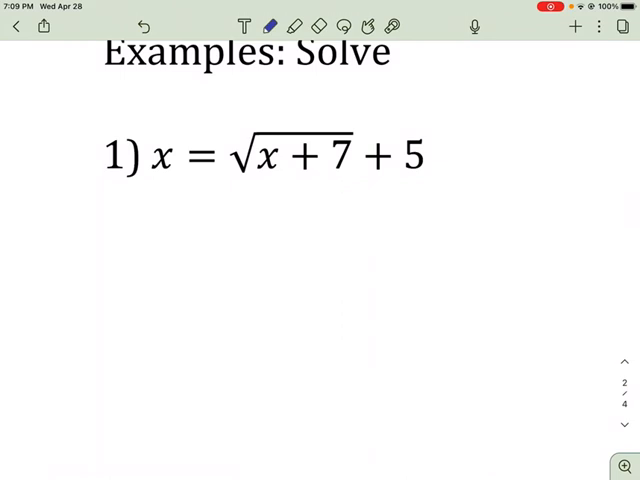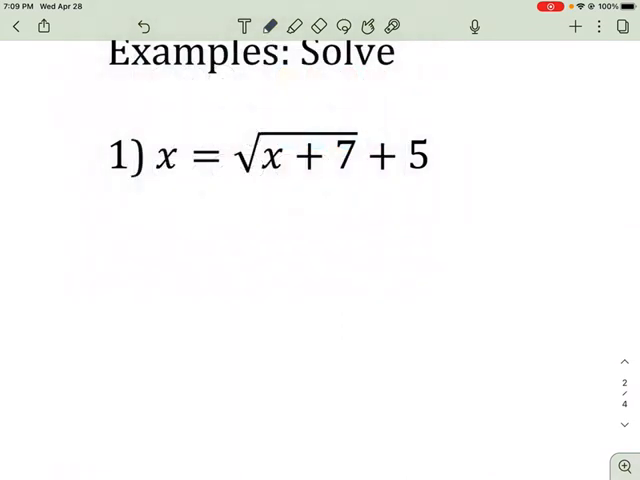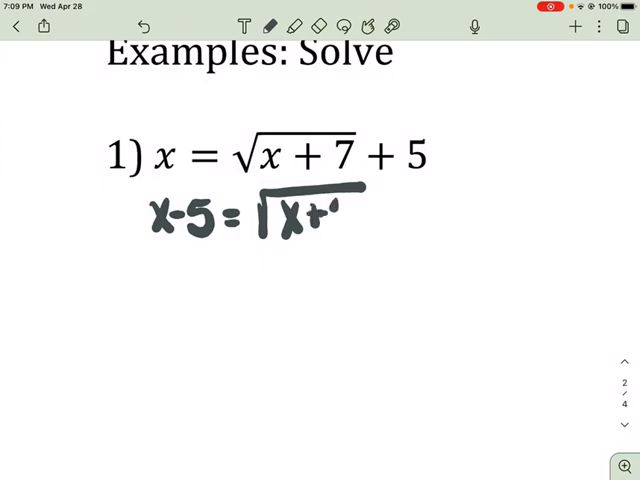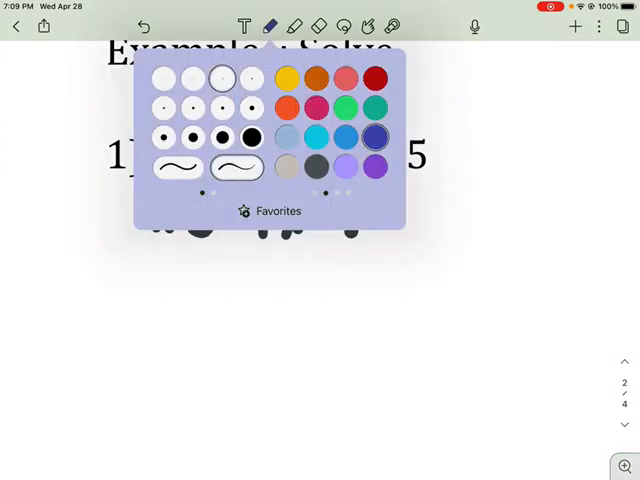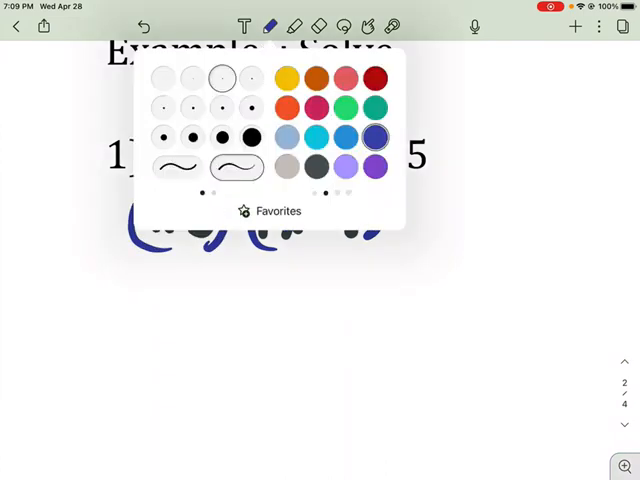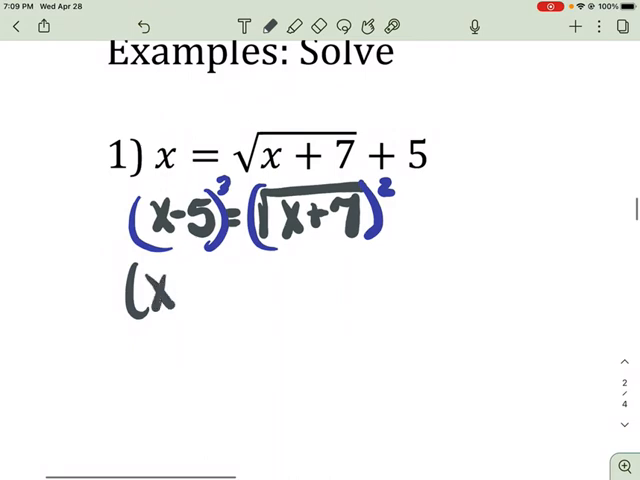All right, so here we have x equals the square root of x plus 7, plus 5. So again, we're going to isolate our radical. I'm going to subtract the 5. Okay, we're going to square both sides because it's a square root. If it was a cube root, I'd cube both sides. But here's the problem. This is now (x minus 5) quantity squared. Keep in mind, people, that is not x squared plus 25.